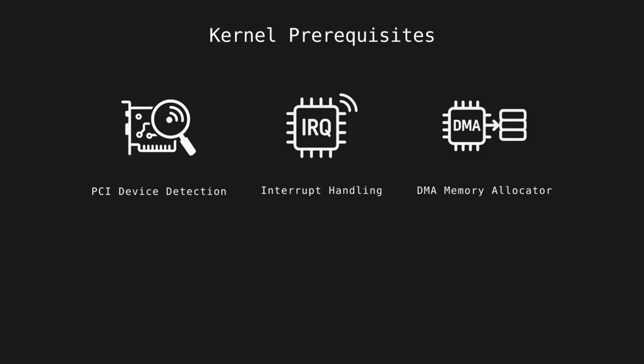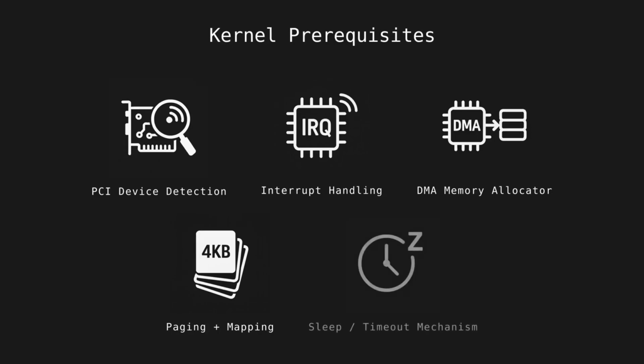If you already have a DMA allocator, you probably also have this, but your kernel should support page mapping and setting page attributes, such as marking pages as uncacheable. And finally, the series will require the use of sleep functions, or some sort of timeout mechanisms, to induce micro or millisecond delays.